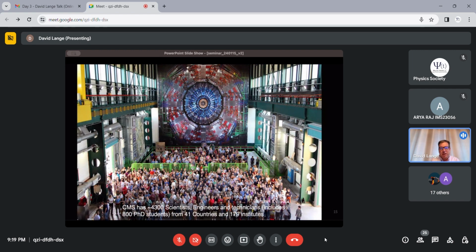The other way it works is it requires lots of people. Clearly to build such a system requires many, many scientists and engineers, and CMS has about 4,000 scientists, engineers, and technicians, and that's including almost 1,000 PhD students. And this is a worldwide endeavor from more than 40 countries and almost 200 institutes. It's very much a big team science undertaking and relies on scientific knowledge and strengths from all over the world to make this a success.